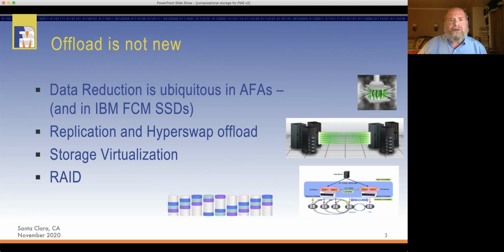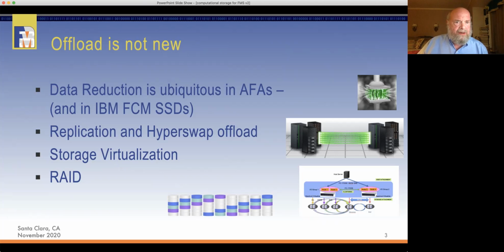Just think about data reduction. All-flash arrays today are ubiquitous, and almost all of them do data reduction. There is the concept of data compression and data deduplication, looking for duplicates of data and not storing the duplicates, but rather pointers to those. In IBM, we have the FlashCore module, which is a 2.5-inch NVMe SSD that has compression built in. And I'll talk about that a little bit more in a moment.